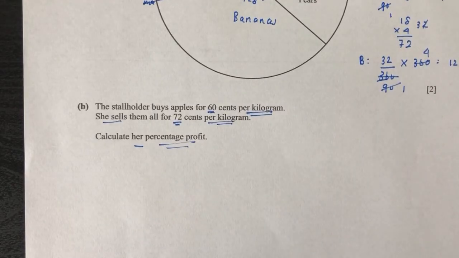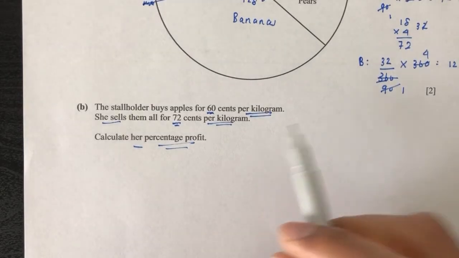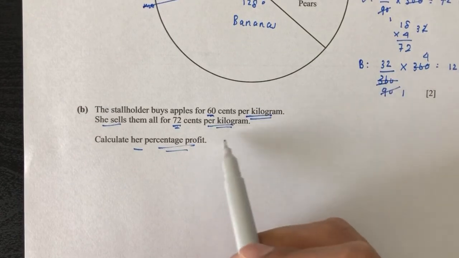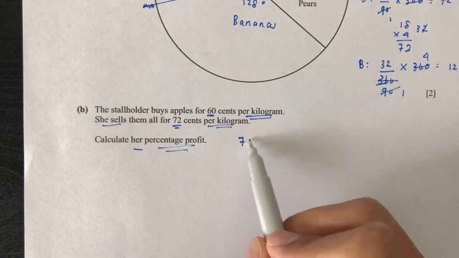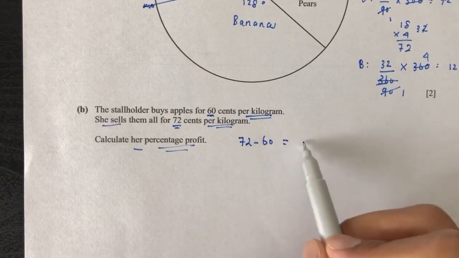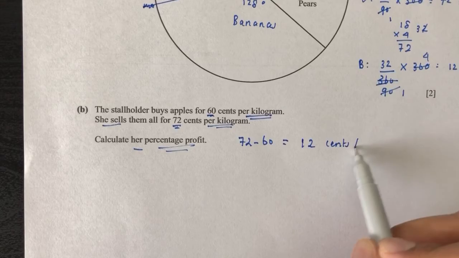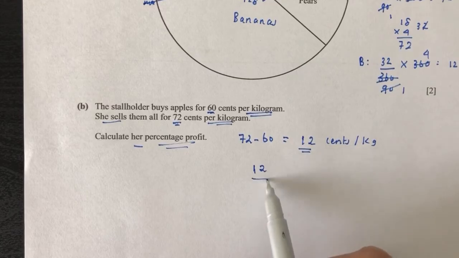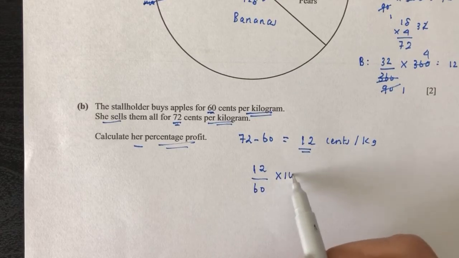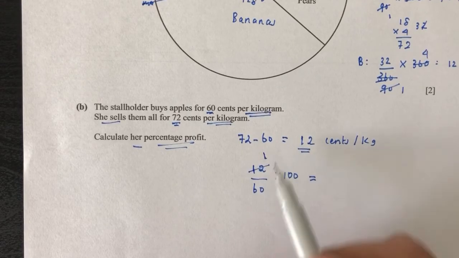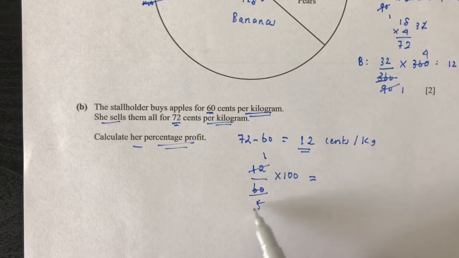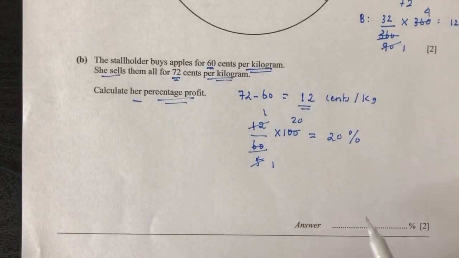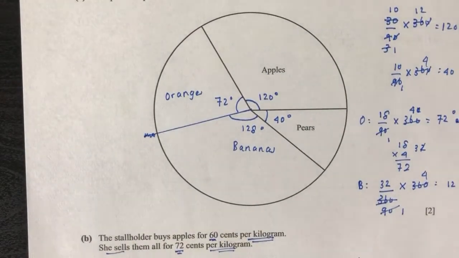Okay, so let's find out what the profit is. As you can see, we have to find out how much she makes on a kilogram. So she makes 72 minus 60. That will be 12 cents per kilogram. She makes that much profit. So percentage profit will be 12 divided by cost, which is 60, times 100. So divide by 12, we have 1, we have 5, that will be 20. So 20% will be the answer for part B. That was question number 21.